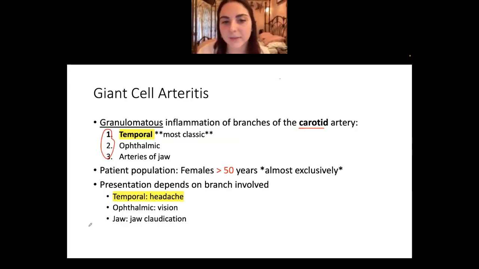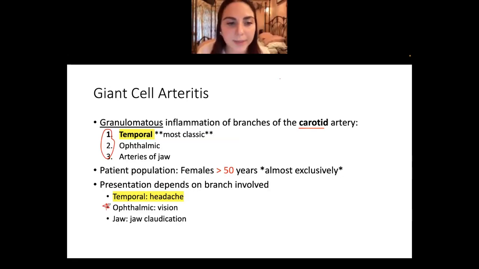you're going to look for a female over the age of 50 that presents with a headache. Because that's usually when the temporal branch is right up here in your head. I actually have a picture of it to show you. So if that's throbbing, that's inflamed, you're going to have a headache. The ophthalmic branch is going to cause vision symptoms.